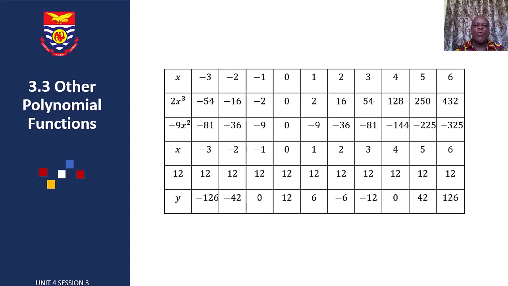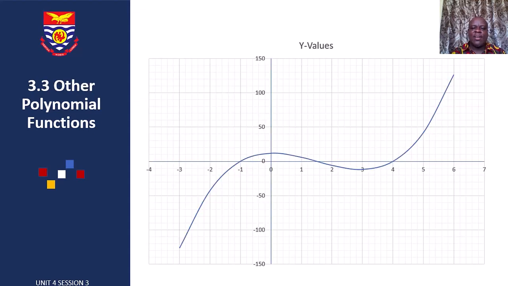We do it for each of the terms, and then we add the answers to get the corresponding y values. Then we plot the x values against the y values. This is how the graph will look. The degree of the polynomial is 3, and so the graph will have 2 turning points.